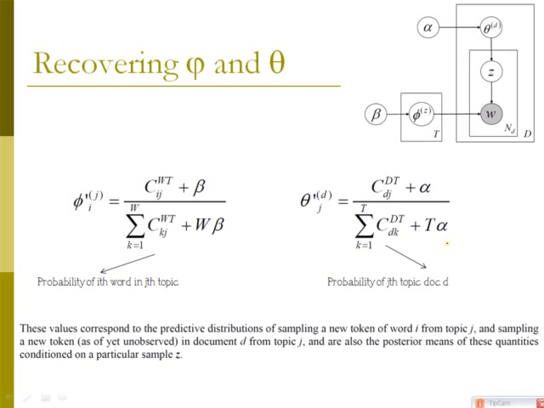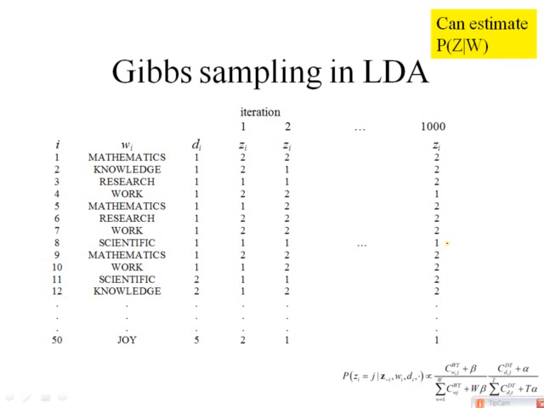So using that, I can get the word topic distributions, and similarly, I can get the topic document distributions. Because again, I have the information. If I just have this, I do have the documents. I know how many times topic 1 occurred in document 1, how many times topic 2 occurred in document 1. I can compute this.